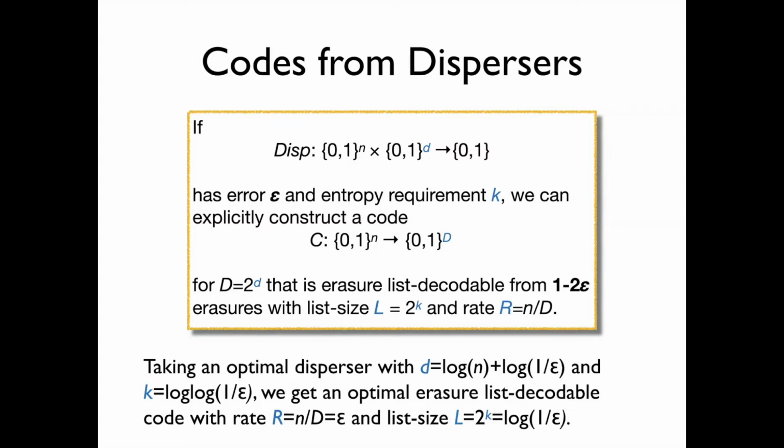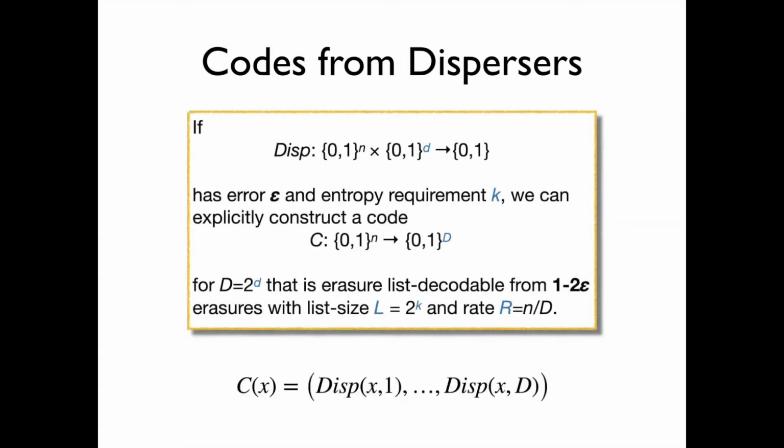And what's the construction giving a disperser? How do we construct C? It's actually straightforward. Given x, a message in {0,1}^n, we encode x by applying the disperser on all possible seeds. So you can see that the parameters fit. Now we won't go over the proof here, but it is pretty simple.